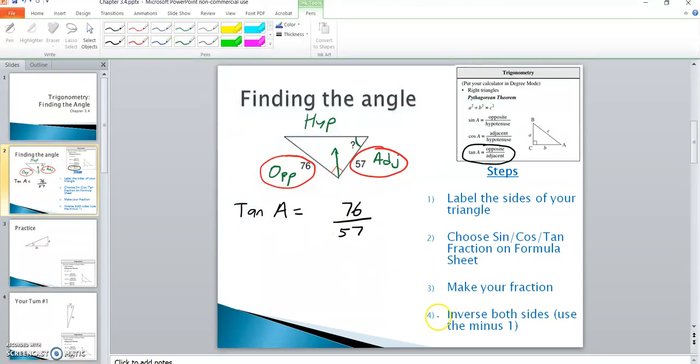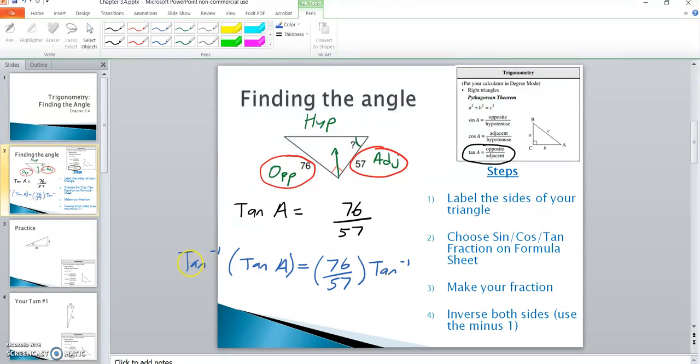Now the next step is to inverse both sides. So we're going to use the -1. So what I do in this one is I'm going to write out my step again. Tan A equals 76 over 57. And what I'm going to do instead is put brackets around it all. And then I'm going to put tan -1 on both ends.